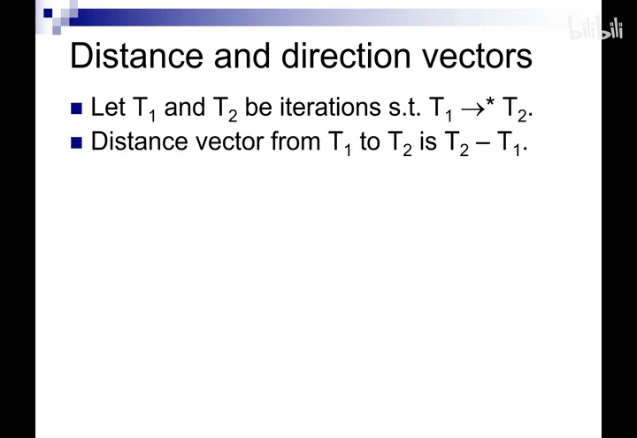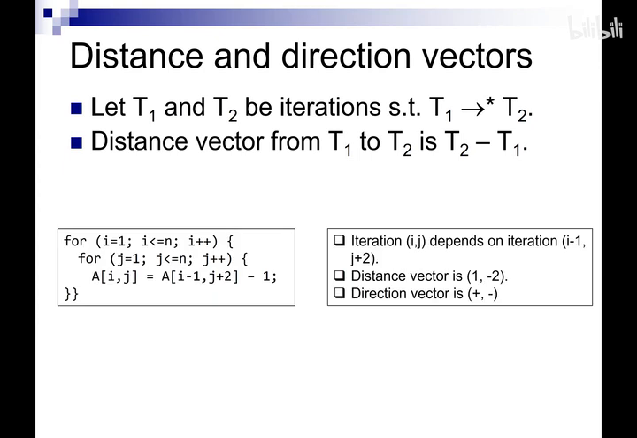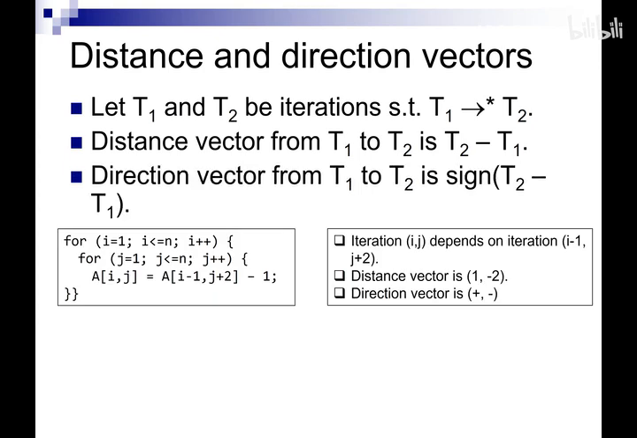T1 and T2 are both represented as vectors, as we saw. These vectors tell you the iteration that you're actually in. We define the distance vector to be the vector for T2 minus the vector for T1. And then the direction vector is just the distance vector, but you take the sign of it. As an example, suppose you have a loop like this.